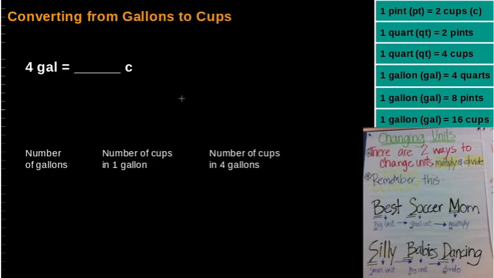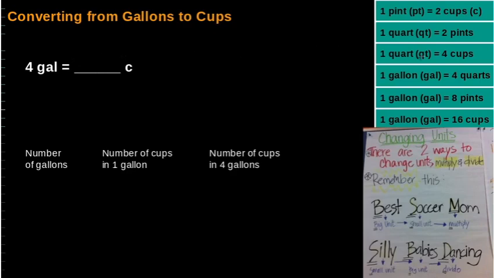How many cups can you find in 4 gallons? You follow the same procedure. Look for the relationship between gallons and cups. Figure out if you're moving from a big unit to a small unit or a small unit to a big unit, and then multiply or divide as the case may be. So you can pause the video now and go ahead with your workings.